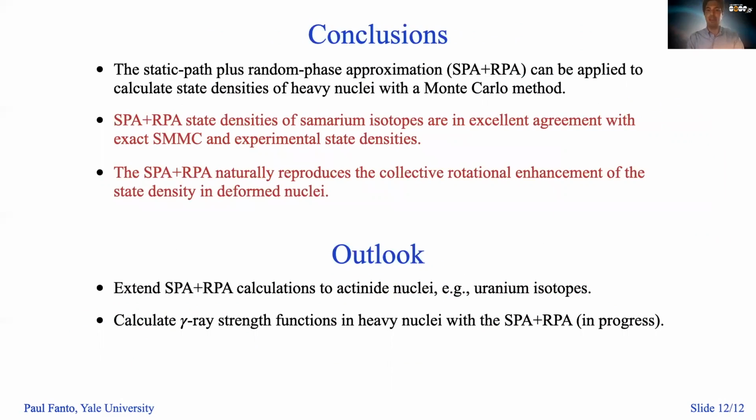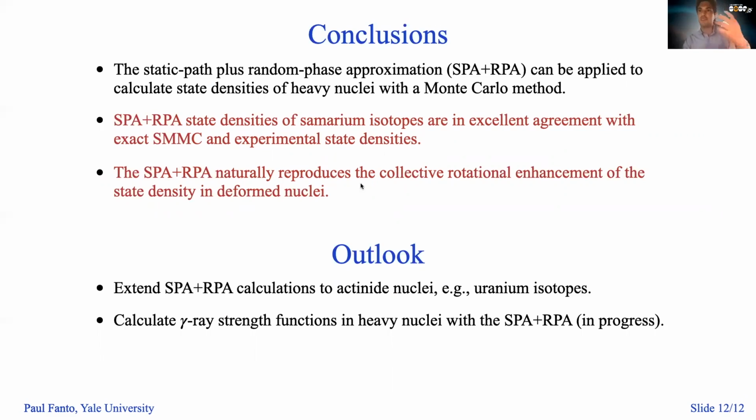In summary, I have shown that the SPA+RPA can be applied to calculate state densities of heavy nuclei with a Monte Carlo method. The SPA+RPA state densities of samarium isotopes that we calculated are in excellent agreement with the exact SMMC state densities and in reasonably good agreement with experimental state densities. And finally, the SPA+RPA naturally reproduces the collective rotational enhancement of the state density in heavy deformed nuclei.